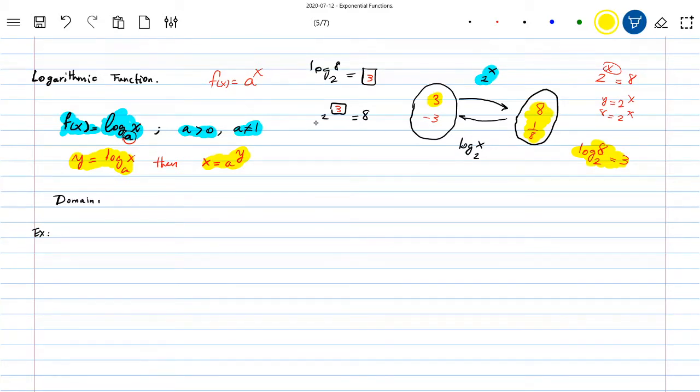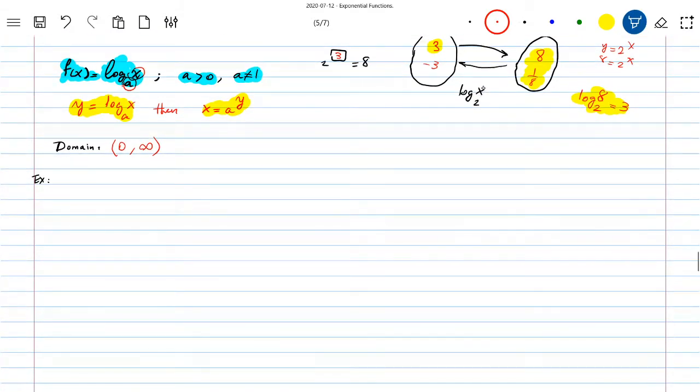Now, this 8 and 1 over 8 are the inputs for the log, which means the domain of the log function must always be a positive number. So the domain is always numbers above 0, not even 0. So the domain for the log function is always 0 to positive infinity, unless there is a shift inside that we deal with. So if you have log x base a, simply the inputs to the log must always be a positive value. That's what we would use later on to figure out the domain.